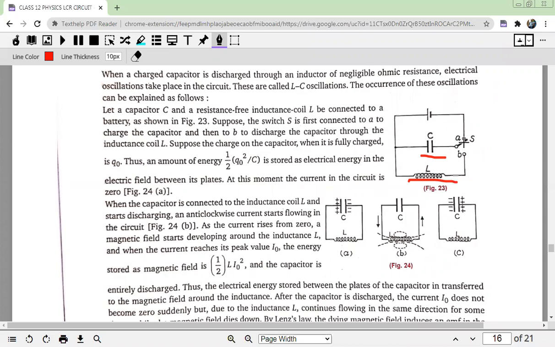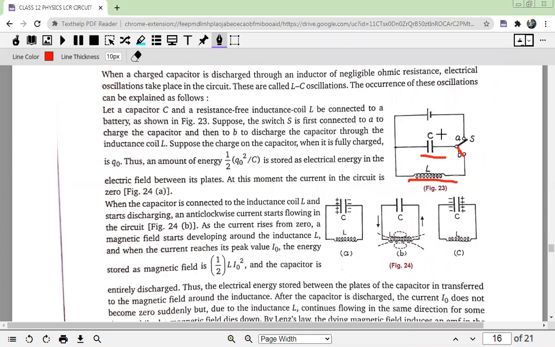You will disconnect this switch S and bring it in contact with B. So see here, what will happen? Now it will not be connected to the battery because now there is no connection on this side. Here there is no connection. It is connected to the inductor. Here it is fully charged.